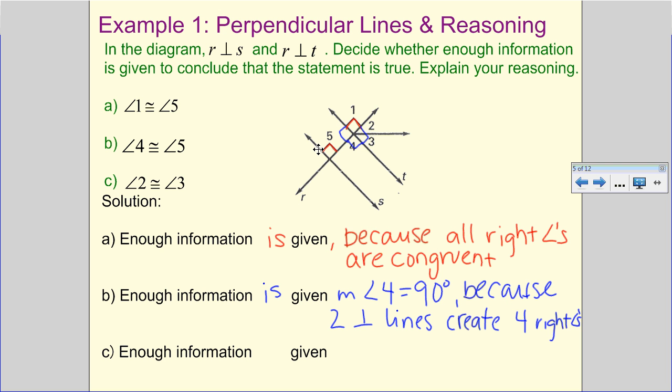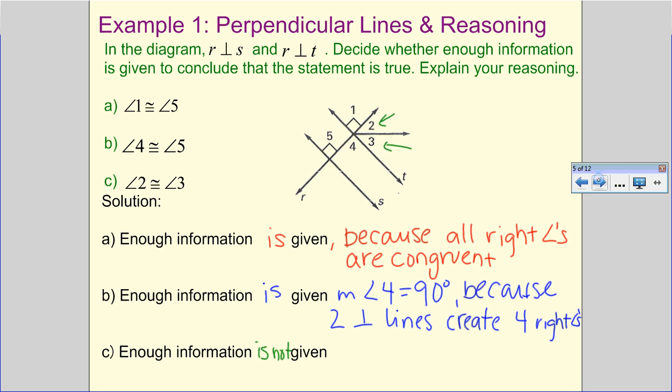So if we look at this, angle 2 for letter C is congruent to angle 3. Well, all I know is that angle 2 and angle 3 are complements. I don't know anything about their angle measures. If we look at the original diagram, there's no marks here. Nothing is marked in either of these angles to point out them being congruent. So this would simply be enough information is not given.